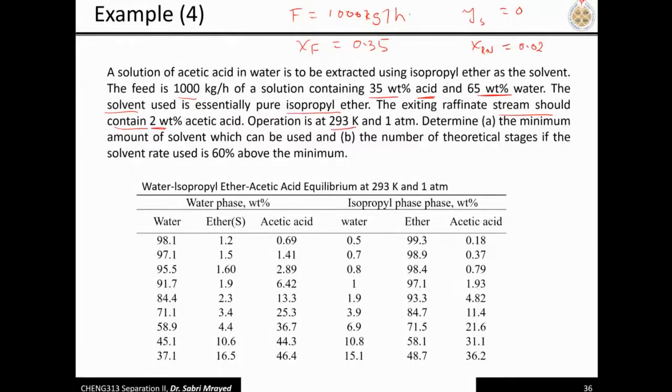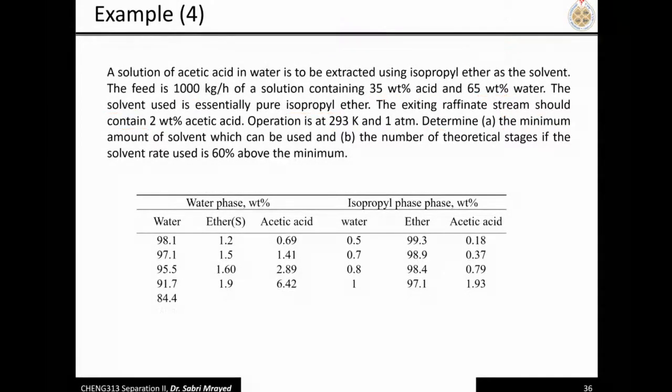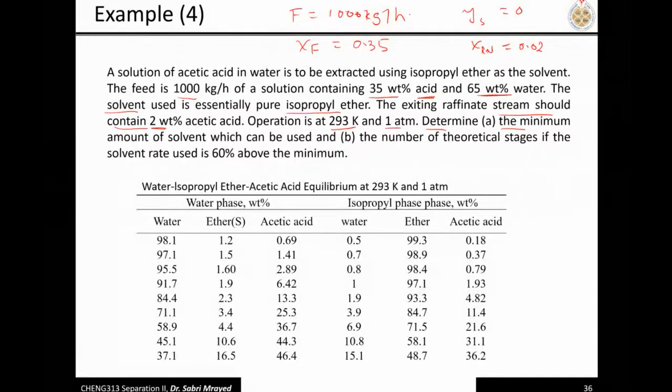Operation is at this temperature and pressure. I will show you how to determine the minimum amount of solvent which can be used, and then the number of theoretical stages if the solvent rate used is 60% above the minimum. So it's very similar to the requirements we used to have in the distillation.